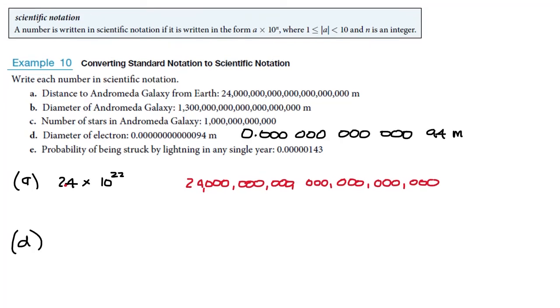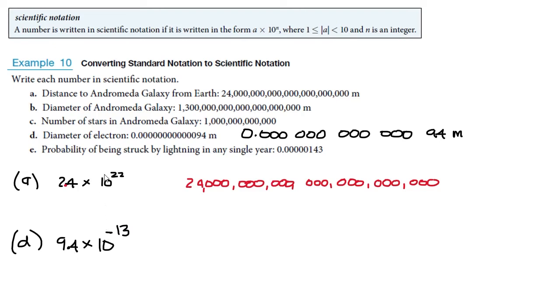Since part B is just like A, I'm going to skip to part D. Now we have the diameter of an electron, and that's 0. Well, there's 12 zeros and then 9.4 meters, so it's very, very tiny. And what we need to do is write this. We've got to express the 9.4 as 9.4 times 10 to the negative. We know it's a very small number. So if we had the decimal place, it's here. We'd have to move it forward 3, 6, 9, 12, 13 places. So we'll have to move it back 13 places here.